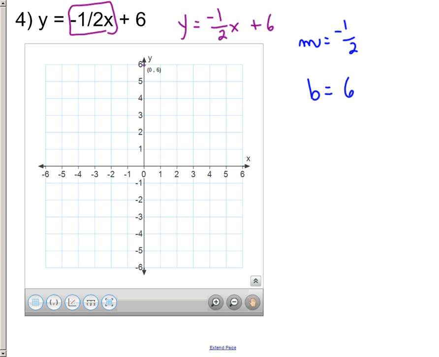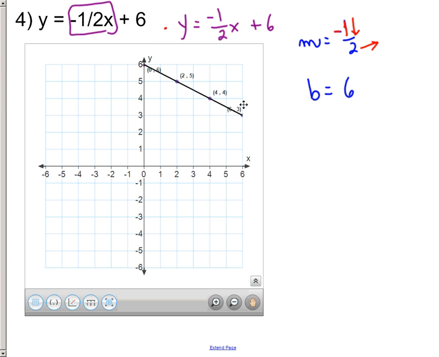Now, keep in mind the top number here, the negative 1, means that I'm going to go down 1 and to the right 2 with that bottom number. So down 1, to the right 2. So that's where I'm going to put my mark. Actually, I'm going to move that out of the way. Down 1, to the right 2.